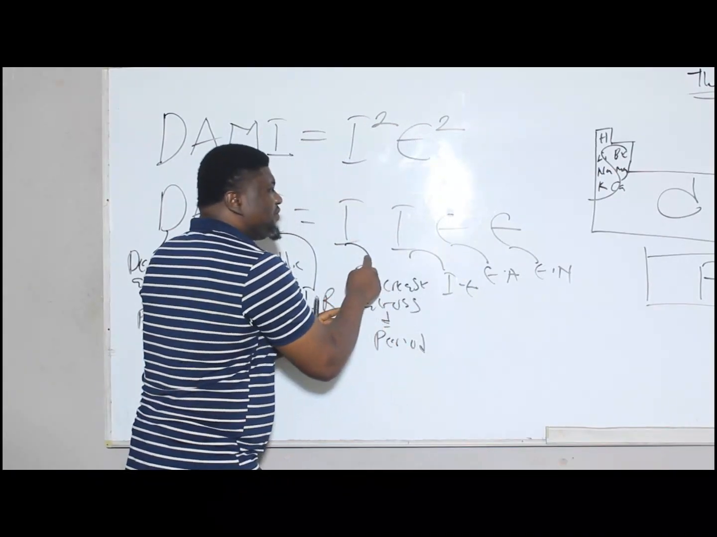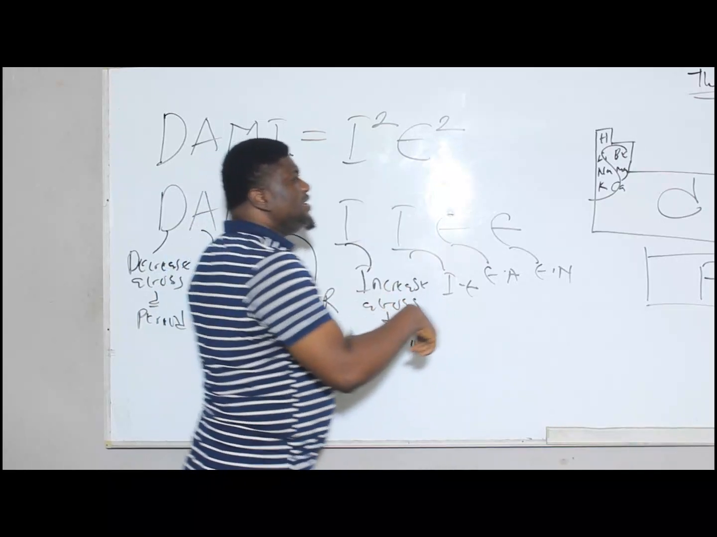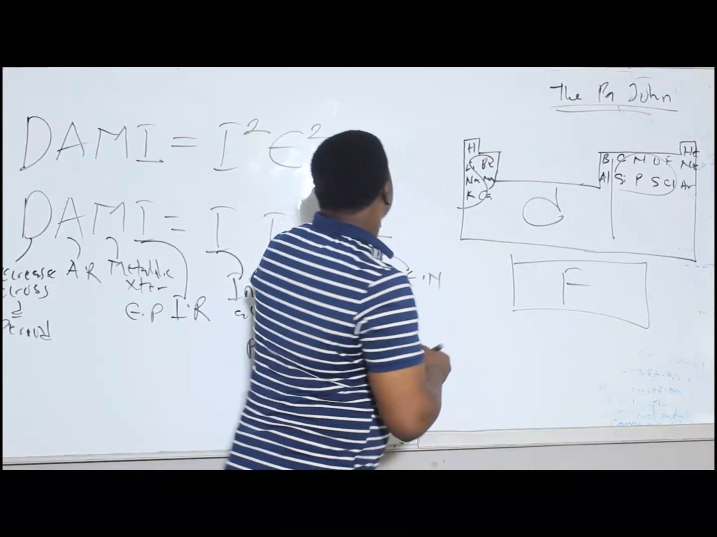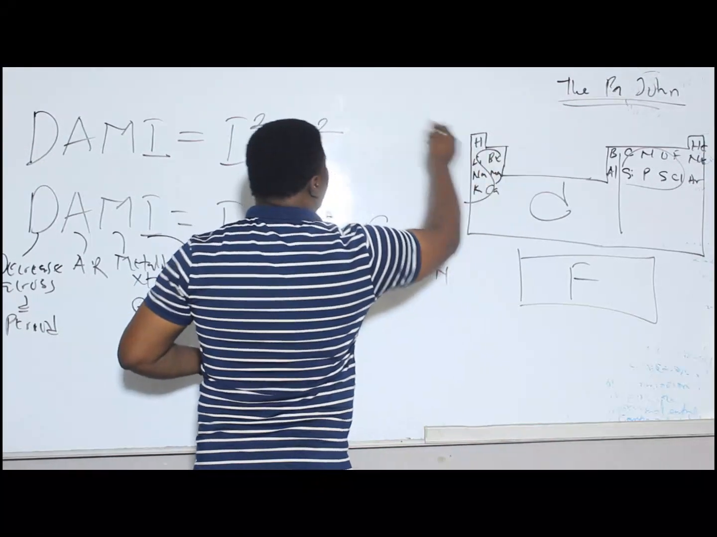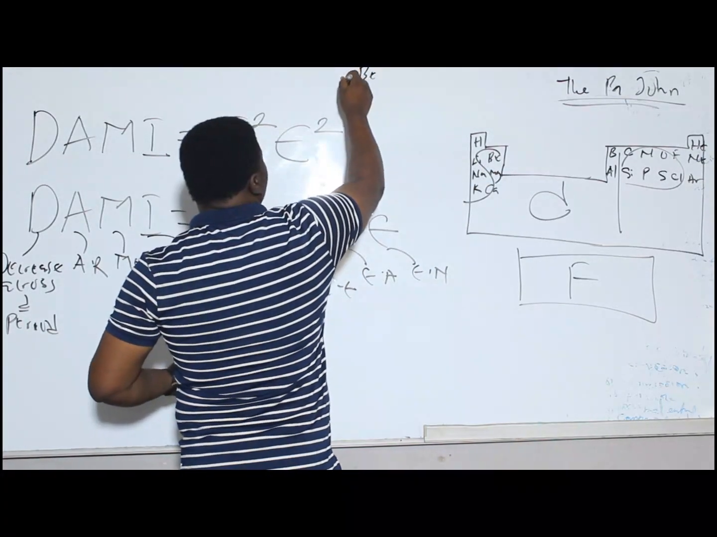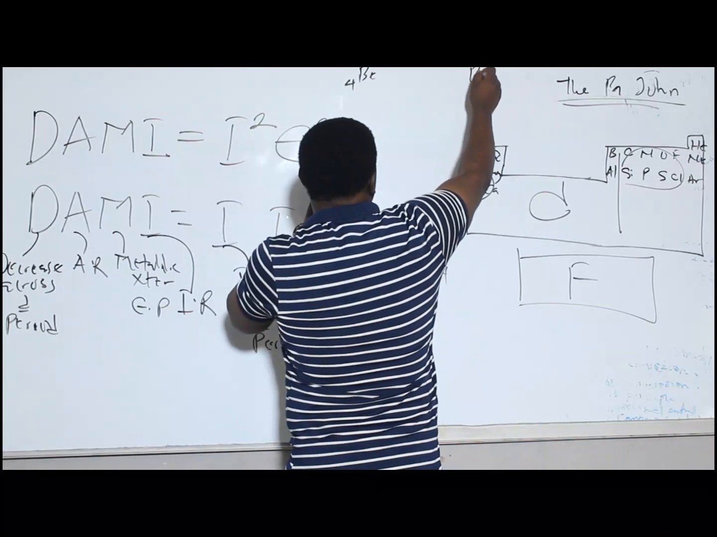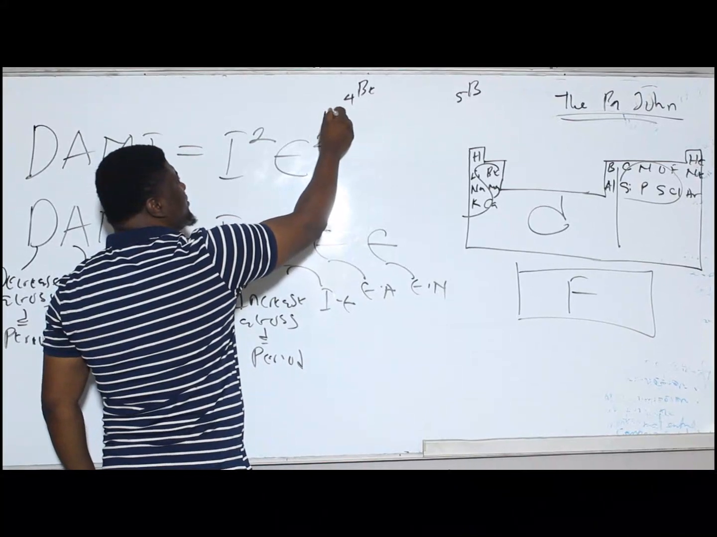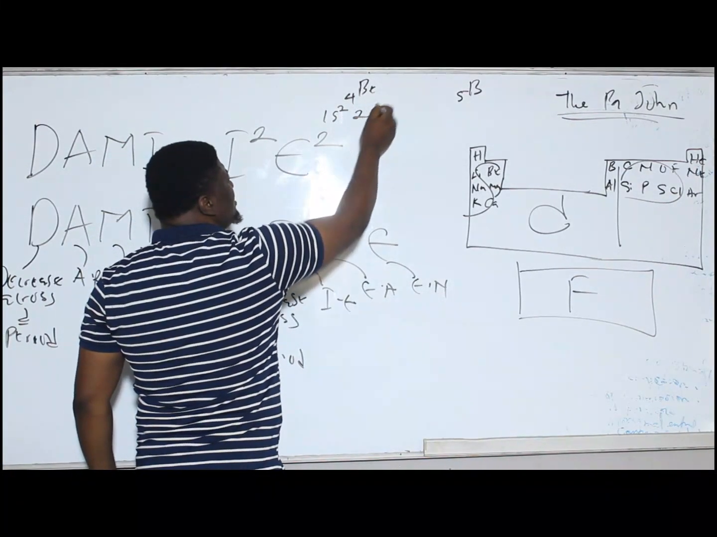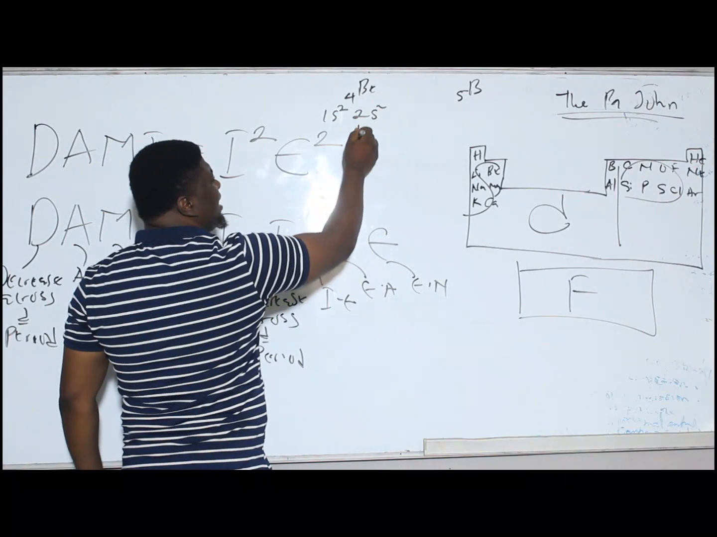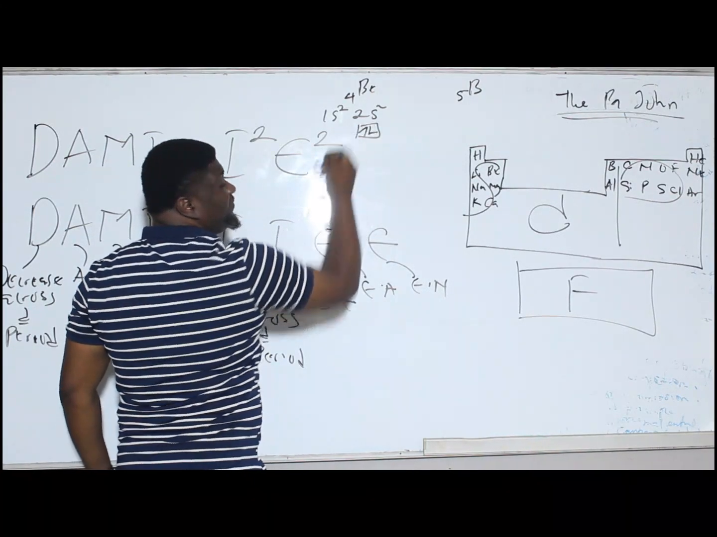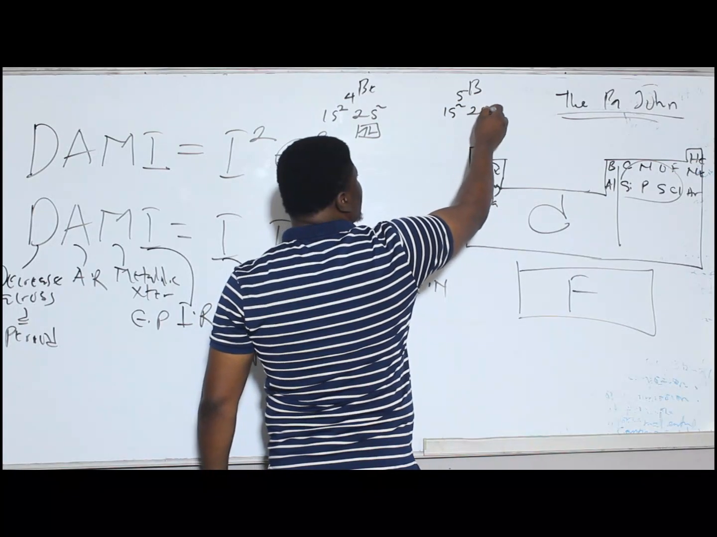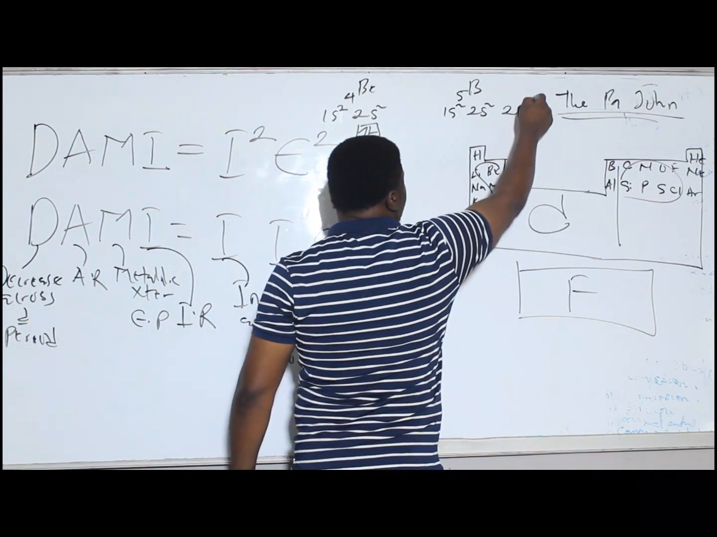Now, it is meant to increase across the period, but there's an anomaly between group 2 and 3 and between group 5 and 6. What do I mean? If I have the first member of the group 2 family, that is beryllium, having a proton number of 4, and boron having a proton number of 5, the electronic configuration for beryllium is 1s2, 2s2. Meaning that in the outermost shell of beryllium, I have just one box with a completely filled s shell. But boron is 1s2, 2s2, 2p1.